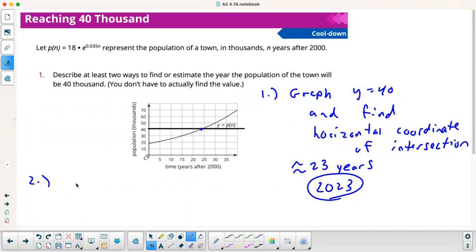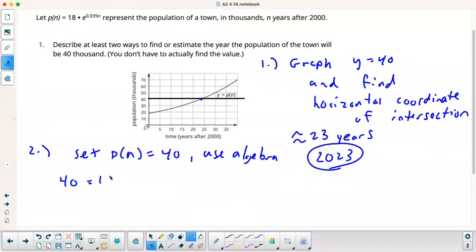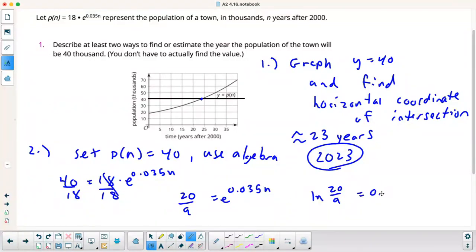So the other way is set P of n equal to 40 and use algebra. So let's do it. So 40 equals 18 times e to the 0.035n. Divide by 18. So I get 20/9 equals e to the 0.035n. So let's write this in log form. So log base e, natural log of 20/9, equals 0.035n. So then we got to divide.